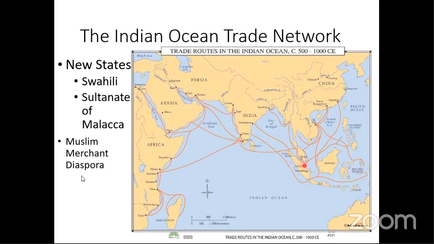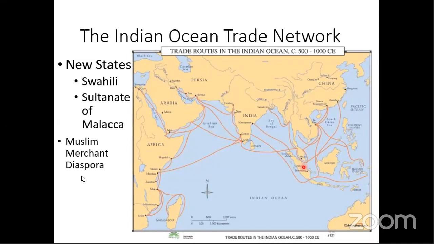The Sultanate of Malacca was built here, and again, it was also dependent on its ability to tax merchant activities, especially its ability to create a navy and stop ships in the water as they were going through the Strait of Malacca here. It's important to note that this is called the Sultanate of Malacca because it is a Muslim state that was created here. And that's a really important reality for us to understand.